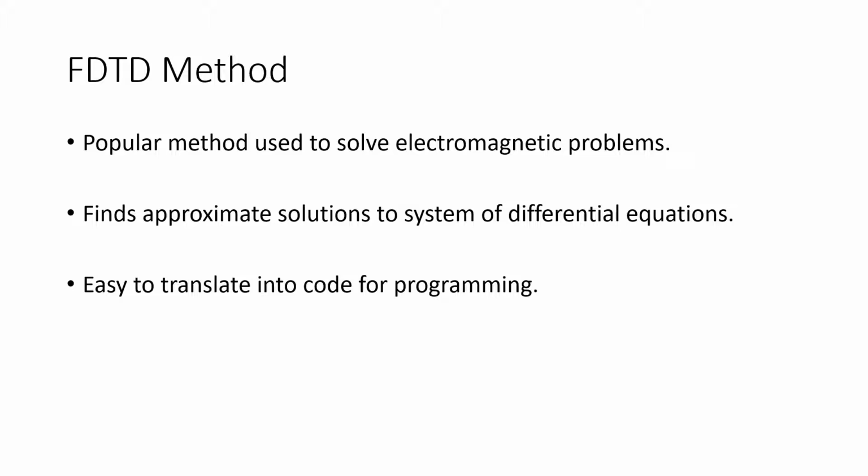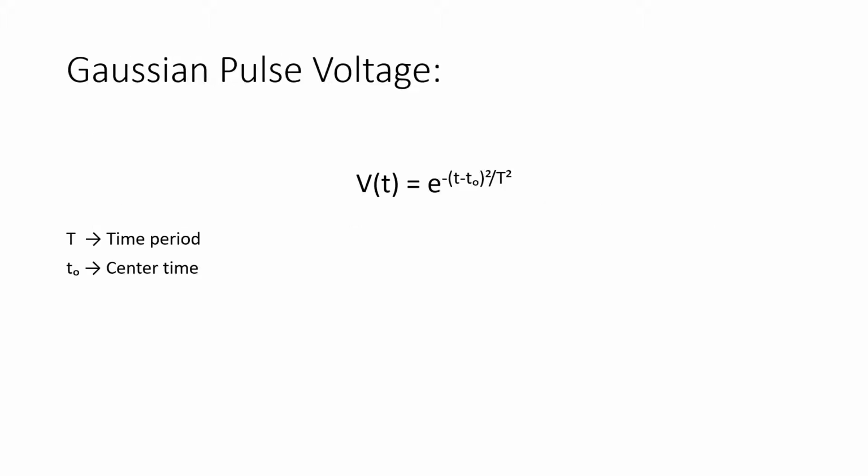The first step is to divide the object into small equal units so that the fields are sufficiently sampled to provide accuracy. In the next step, we choose a time step to avoid numerical instabilities. Since we need to simulate open space regions in our project, we must limit our simulation region by using absorbing boundary conditions. The excitation in the probe feed is caused due to a Gaussian pulse voltage that is given by the following equation, where t is the time period and t naught is the center time.